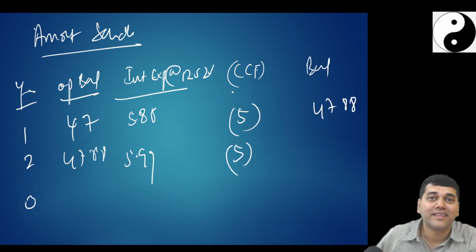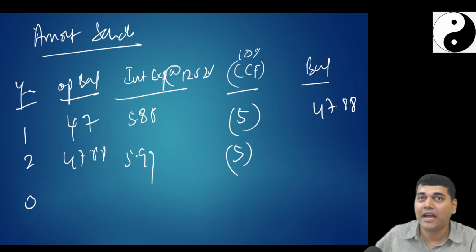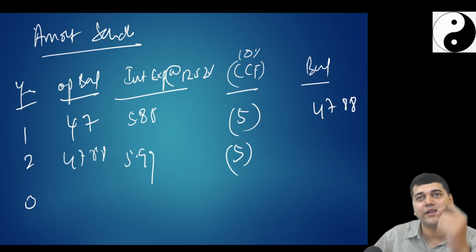Sorry? 10%. Contractual cash flow is 10%. This is the independent thing. I told you, whether EIR, BIR, whatever on earth, contractual cash flows will always remain the same.